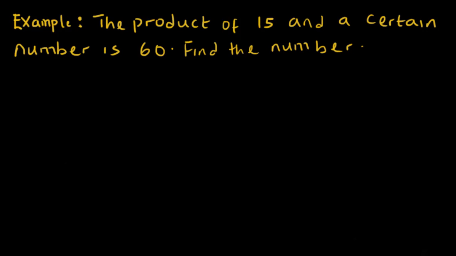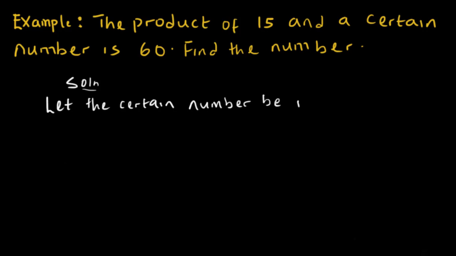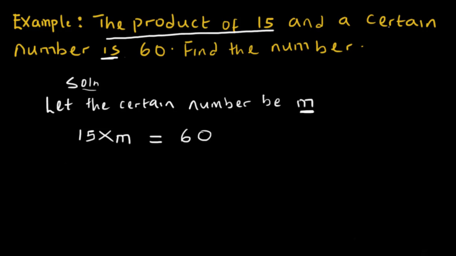Here we have: the product of 15 and a certain number is 60. Find the number. Remember, the first thing you do is let the certain number be any letter. I can use m. Now let's go to the question. The product of 15. What's product? Multiplication. So we have 15 times a certain number. And what did we say we should represent the certain number with? m. Is. What is is? Equals to 60.